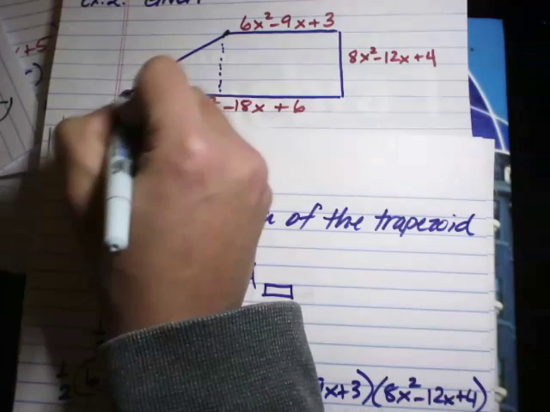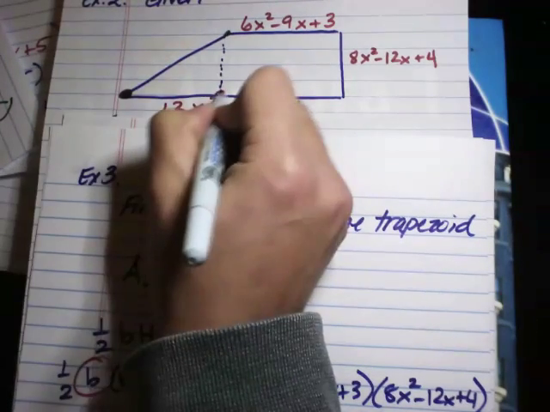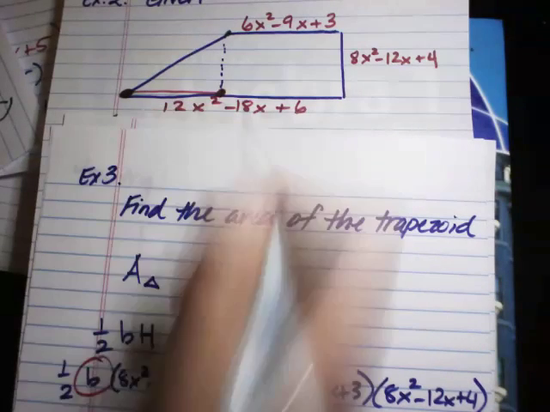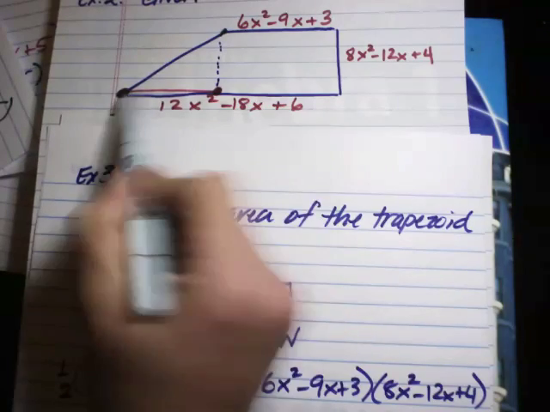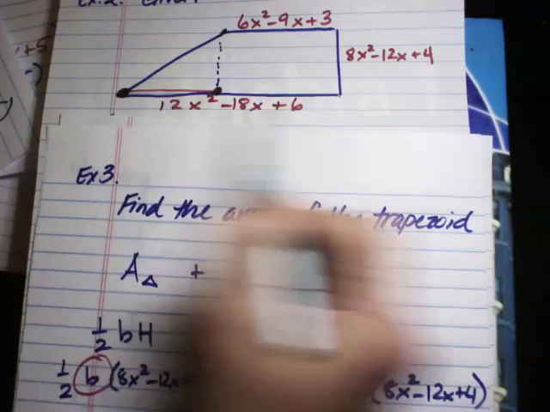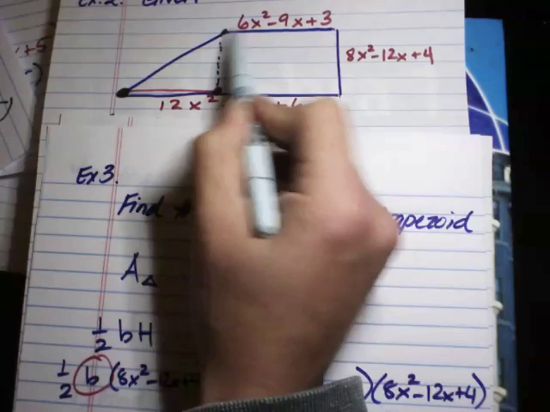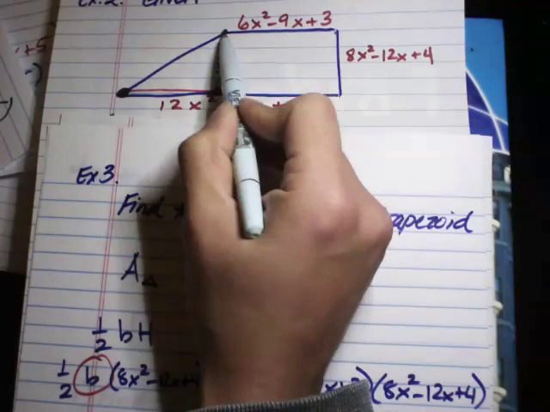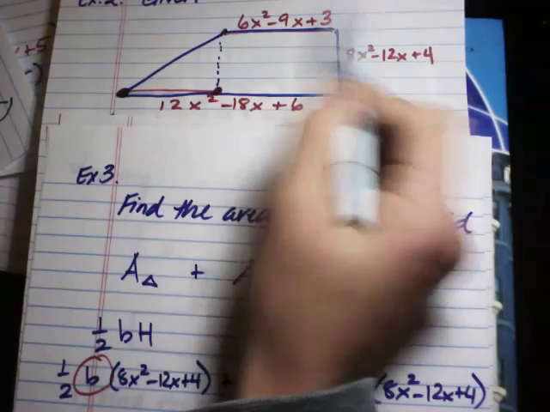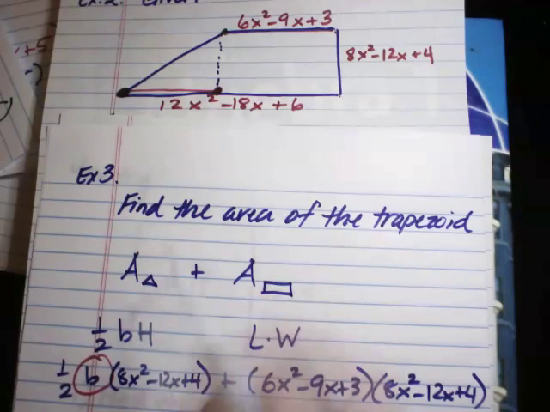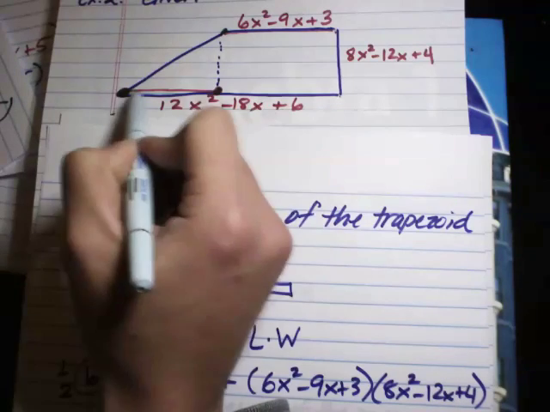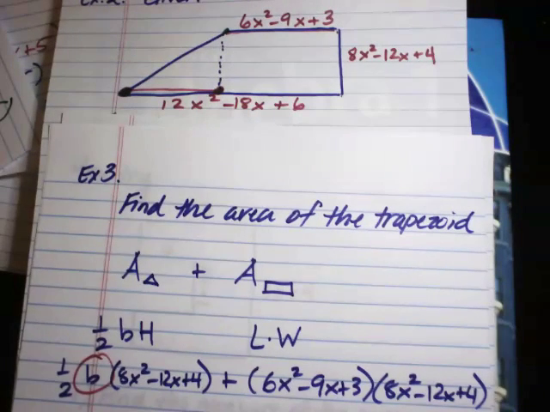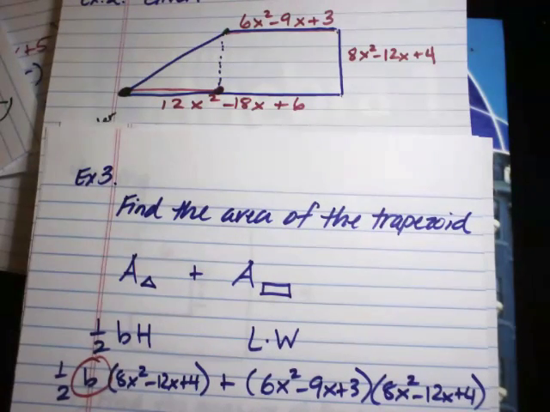The base of this triangle is at least the distance from here to here. We don't know what that value is. However, we do know that the entire distance is this polynomial. We know that this distance here is represented by this polynomial. So technically, if we took this polynomial and subtracted this polynomial, we would get the remaining distance. Okay, so let's take care of that base.